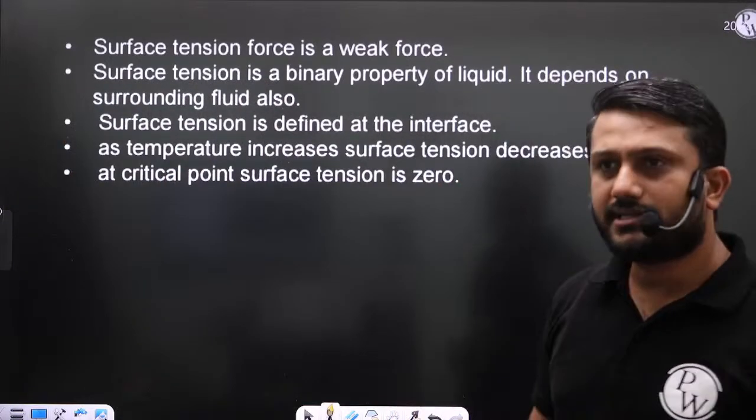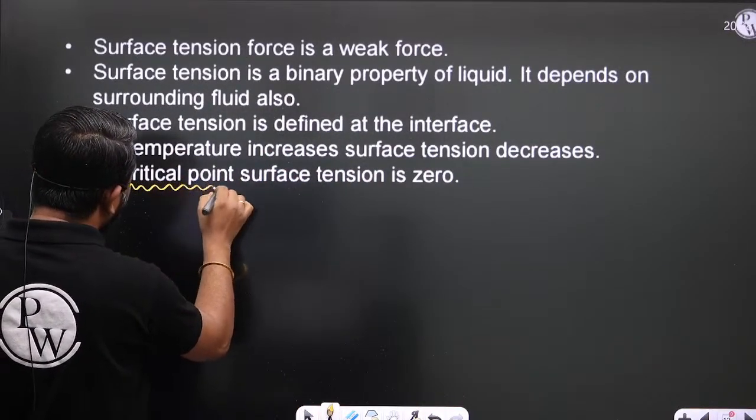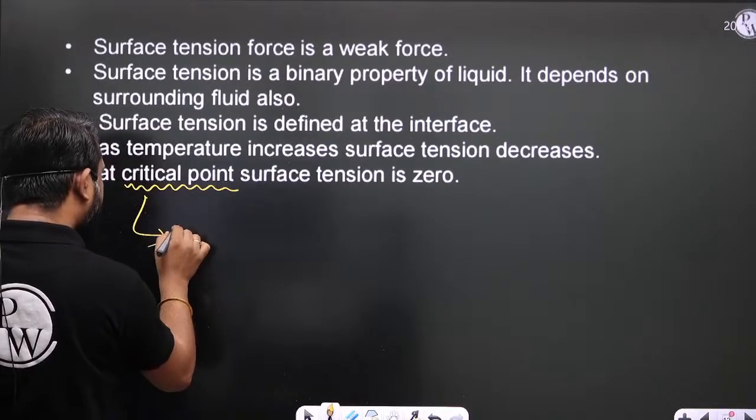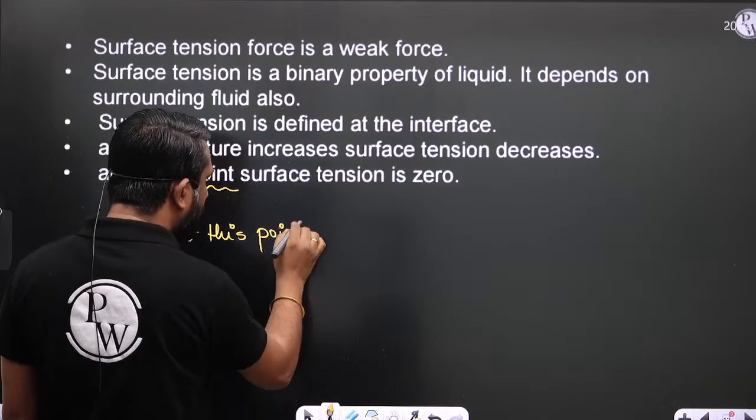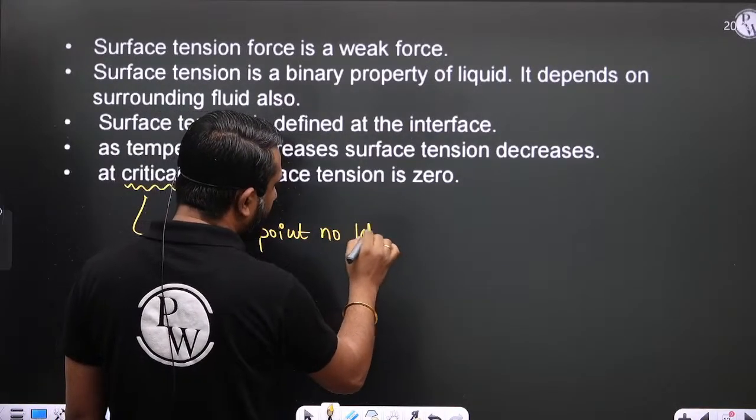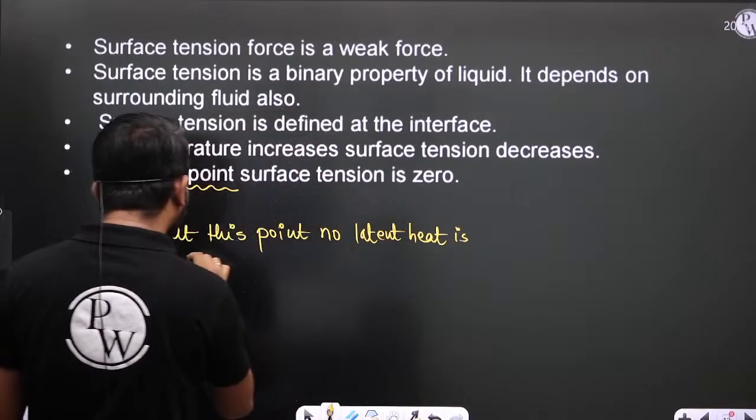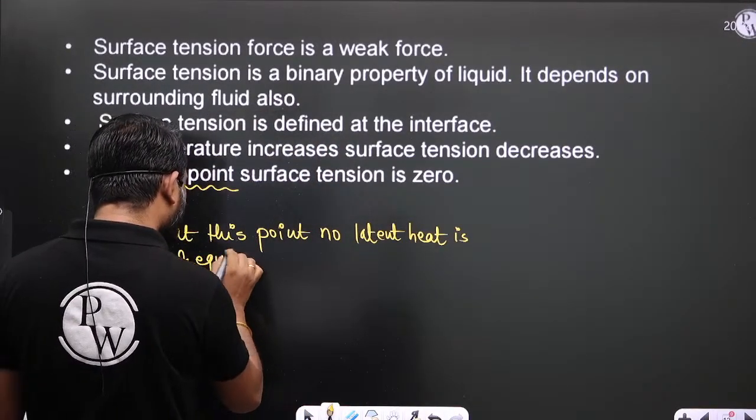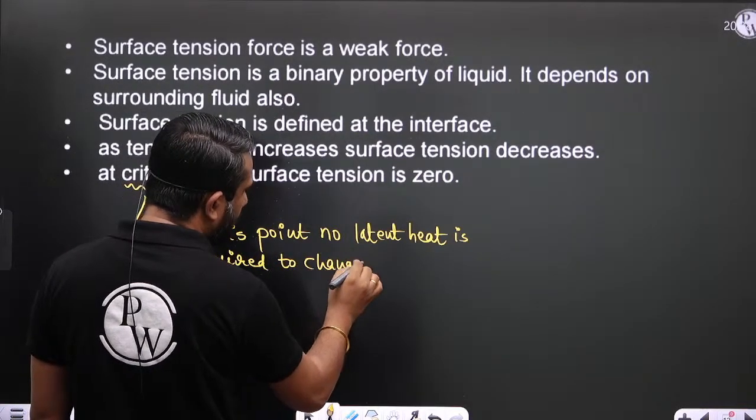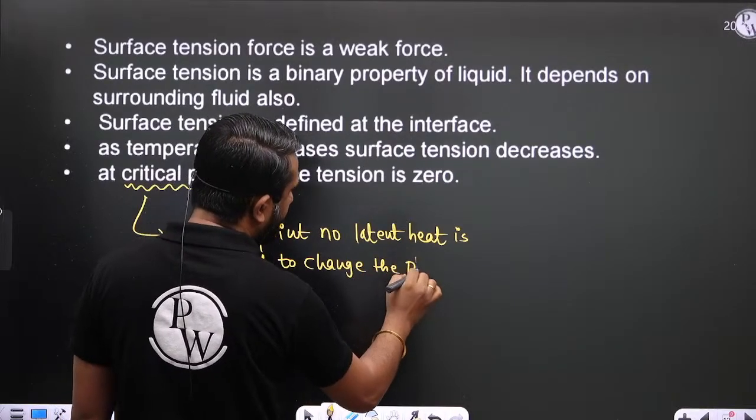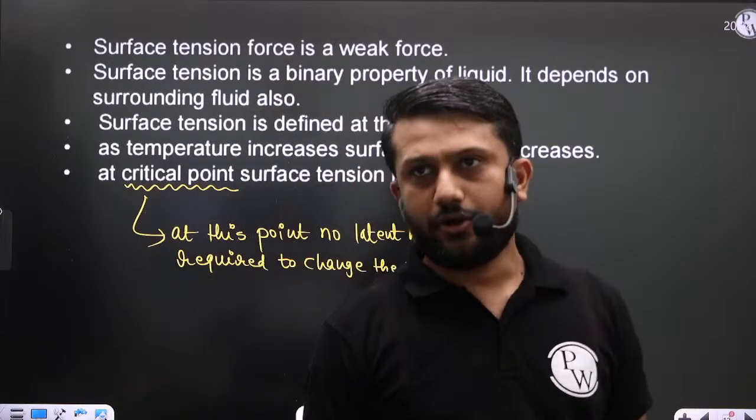So can anyone tell me what the critical point is? We discussed this also. So this is the point at which no latent heat is required to change the phase. That is called the critical point.